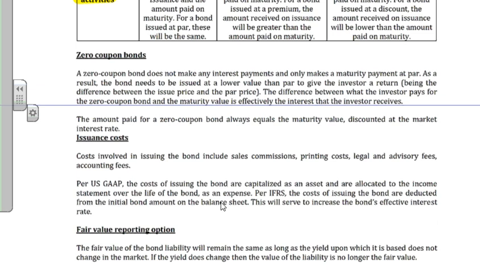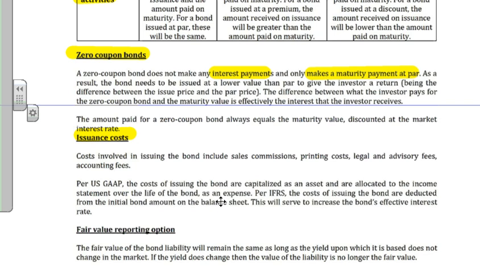Zero coupon bonds. What's a zero coupon bond? A zero coupon bond is a bond with exactly that, a zero coupon, no coupon at all. It does not make any interest payments. It only makes a final payment at the end. Okay, it's called a zero coupon bond.